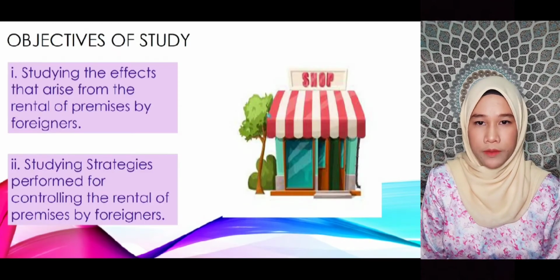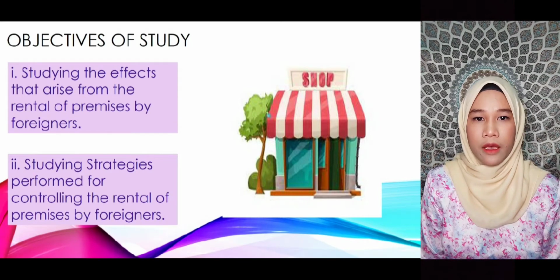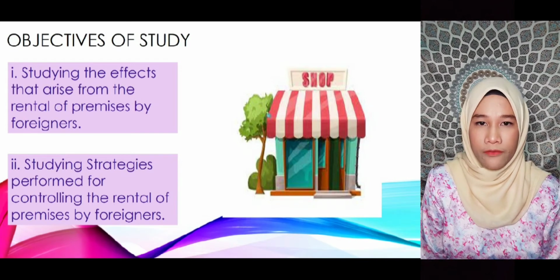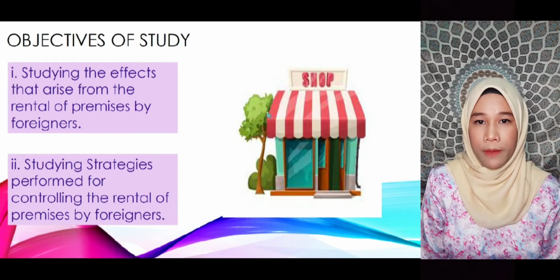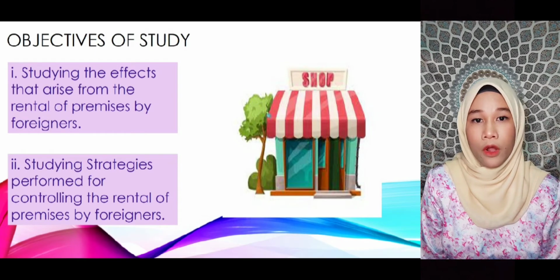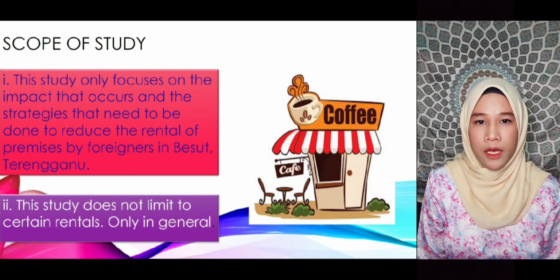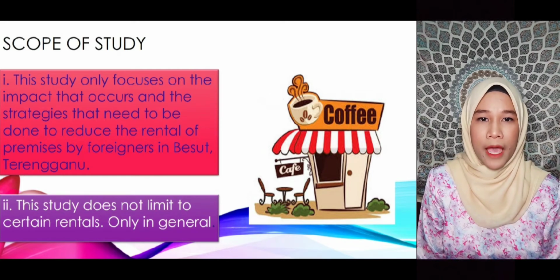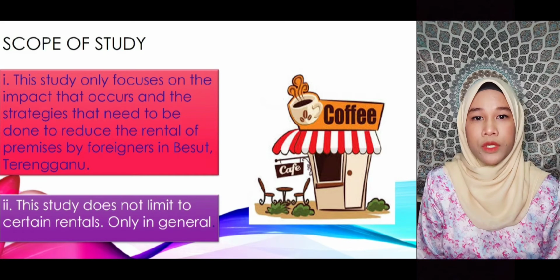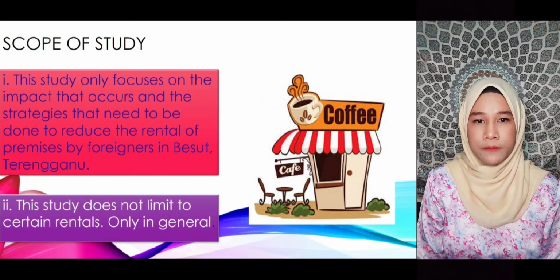Based on the problem statement, there are two objectives of the study that have been listed. The first one is studying the effect that arise from the rental of premise by foreigners, and the second one is studying strategies performance for controlling the rental of premise by foreigners. The scope of study only focuses on the impact that occur and the strategies that need to be done to reduce the rental of premise by foreigners in Besut, Terengganu. And the limit of the study is that it does not limit to a certain rental, only in general.